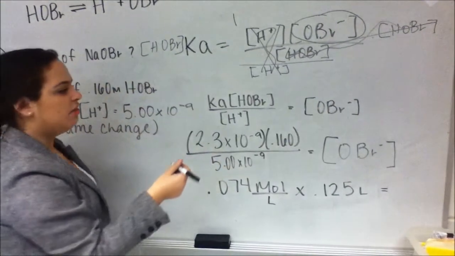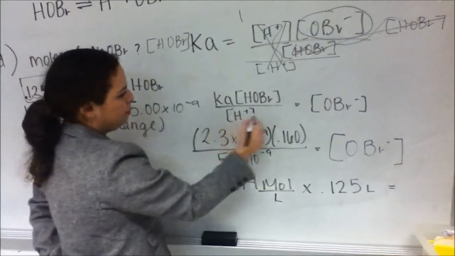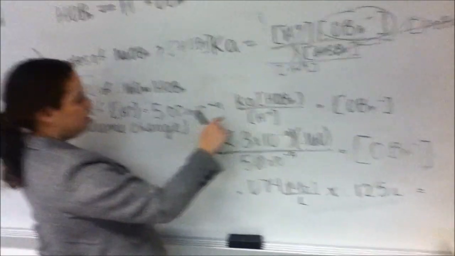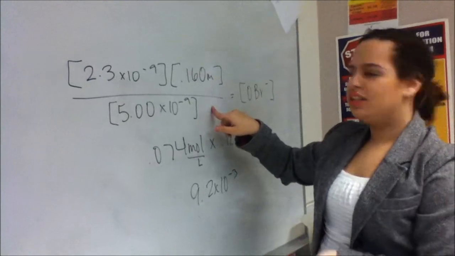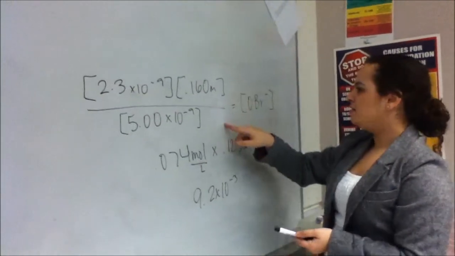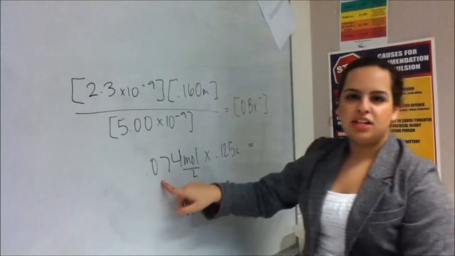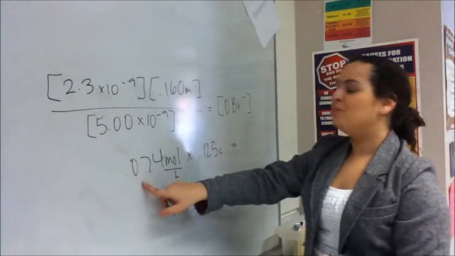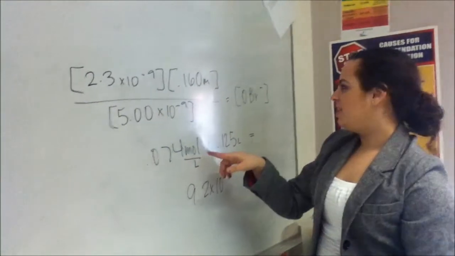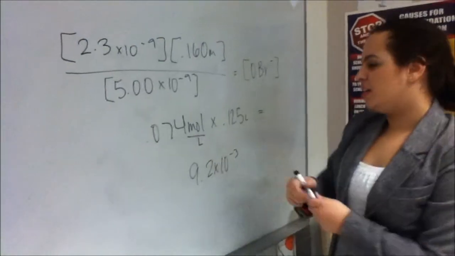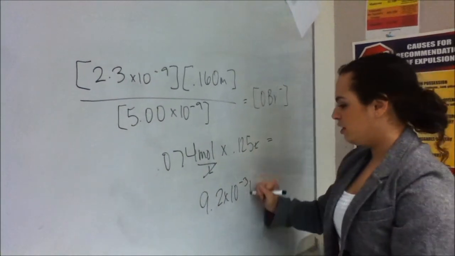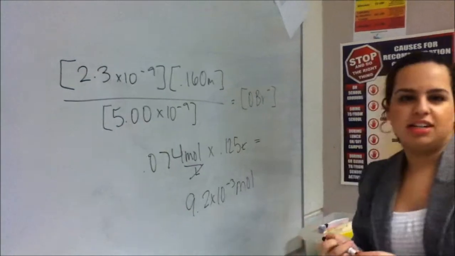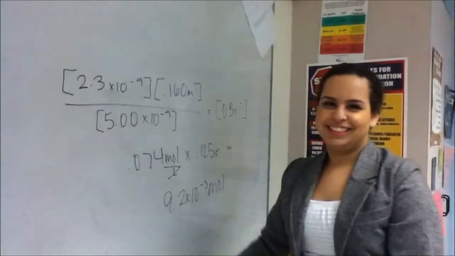And then we're going to plug in the values that we have. So the buffer over here, the Ka, which were given in the previous problem. Okay, so we plugged in the values to the expression that we derived, and so we get 0.074 moles over liters of the OBr. And so to find the moles, we multiply that by liters. The liters cancels out, and we're left with 9.2 times 10 to the negative 3 moles.